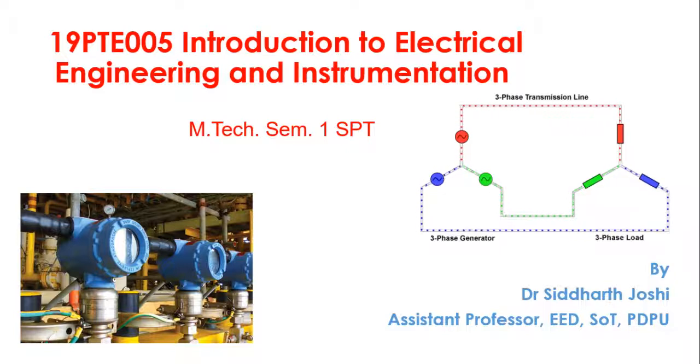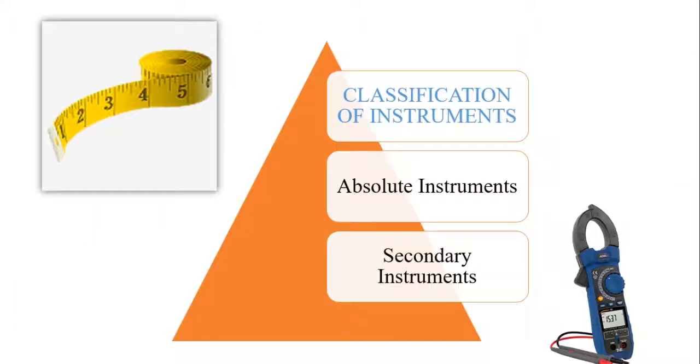So good morning. Once again, I welcome you into the same session from where we stopped, which focuses on the classification of the instruments, that is, absolute instruments and secondary instruments. If we can revise, the absolute instrument gives the value of the electrical quantity to be measured in terms of the constant of the instrument and its deflection. So no comparison with another instrument is required.